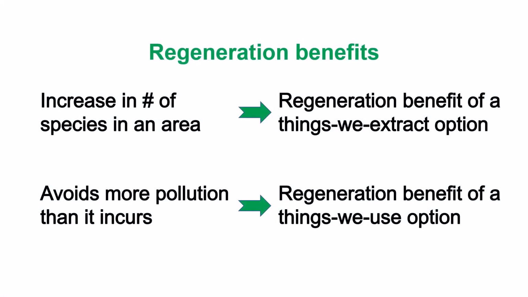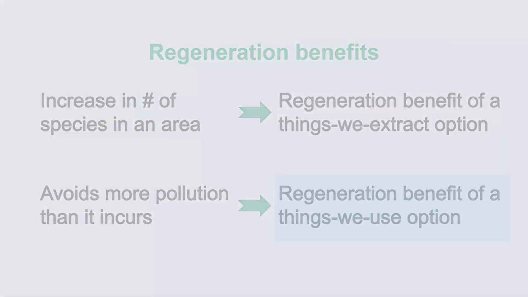I showed you that lessened extraction measured by an increase in the number of species in an area can be called a regeneration benefit of a things we extract option, and that lessened pollution measured by an option avoiding more pollution than it incurs can be called a regeneration benefit of a things we use option.